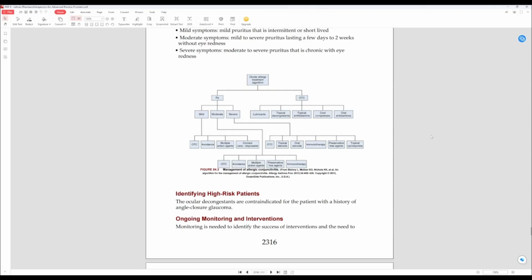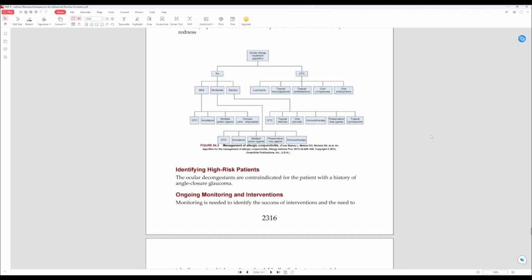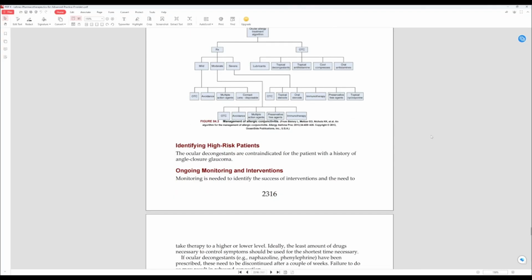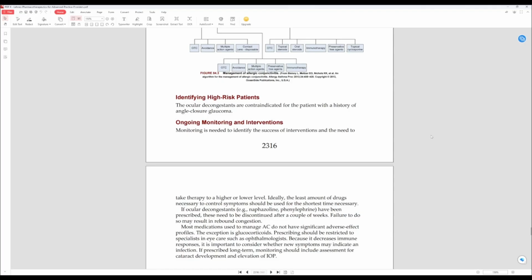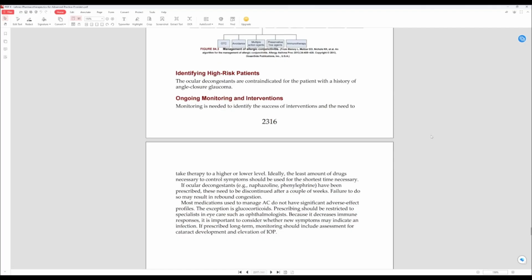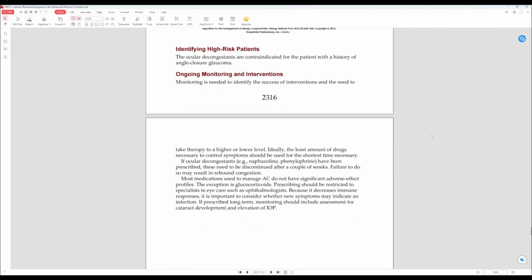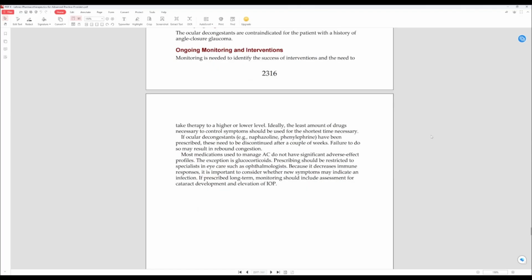Identifying high-risk patients: the ocular decongestants are contraindicated for a patient with a history of angle closure glaucoma. Ongoing monitoring and interventions: monitoring is needed to identify the success of interventions and the need to take therapy to a higher or lower level. Ideally, the least amount of drug necessary to control symptoms should be used for the shortest time necessary. If an ocular decongestant has been prescribed, it needs to be discontinued after a couple of weeks. Failure to do so may result in rebound congestion.